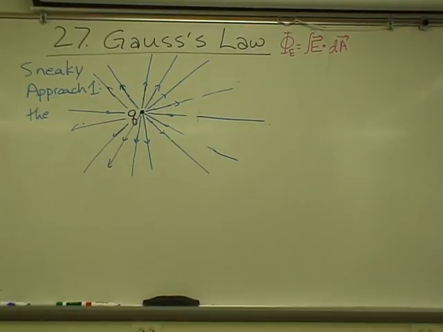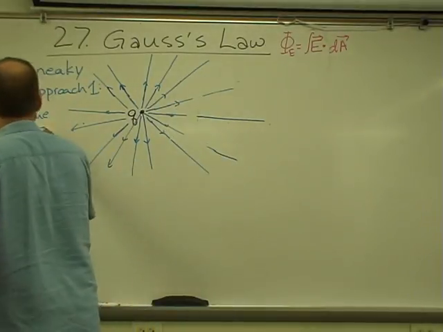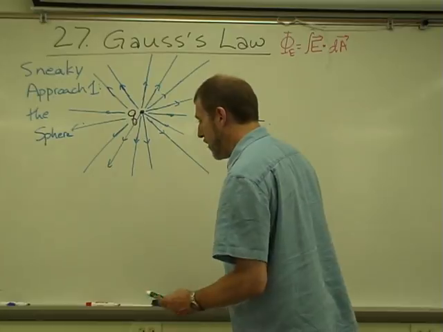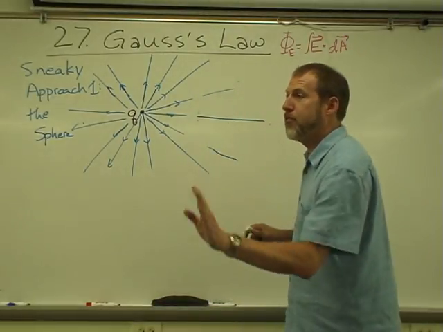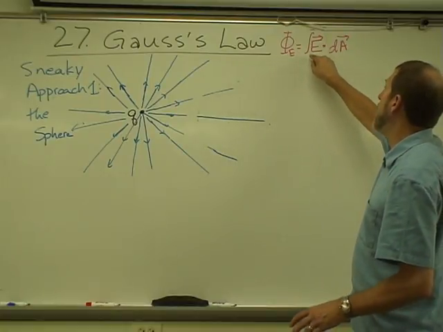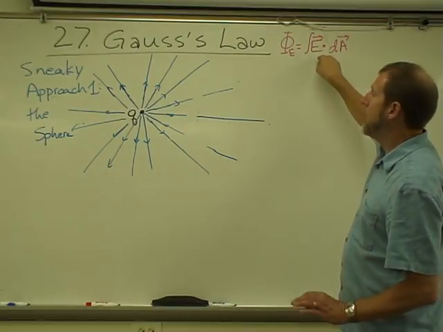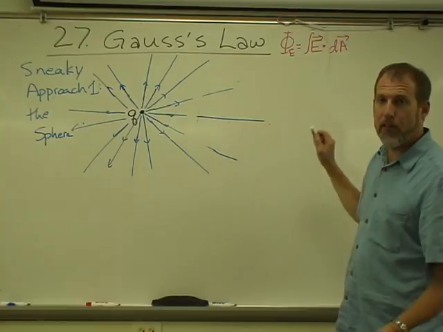Okay, here's sneaky approach number one. The sphere. Let us take a point charge. Now, for Gauss's law, what we're going to build to, I've got the electric flux defined as the integral of the electric field dotted with the differential area vector integrated over a surface.